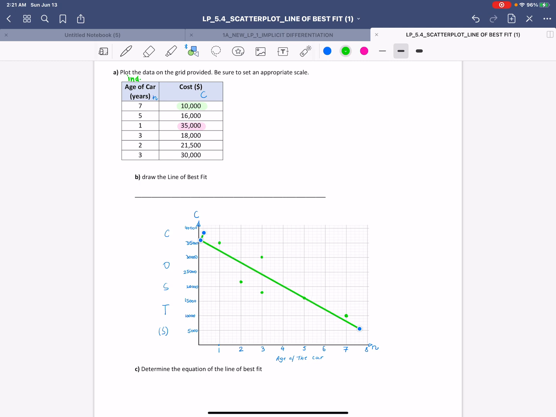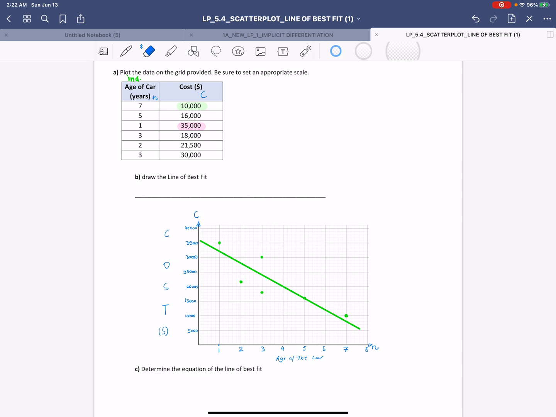Because we also want the data to have an equal distance from the line. Okay, so that's what will make this line a better line, a line of better fit.